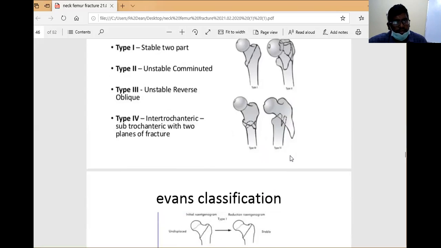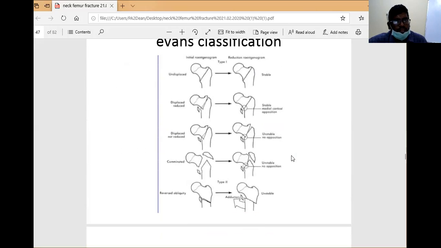Another classification is the Evans classification. It is of two types. Type 1 is undisplaced, that is the routine intertrochanteric fracture. Type 2 is the reverse oblique fracture. Reverse oblique fracture means it runs from the lesser trochanter outwards.